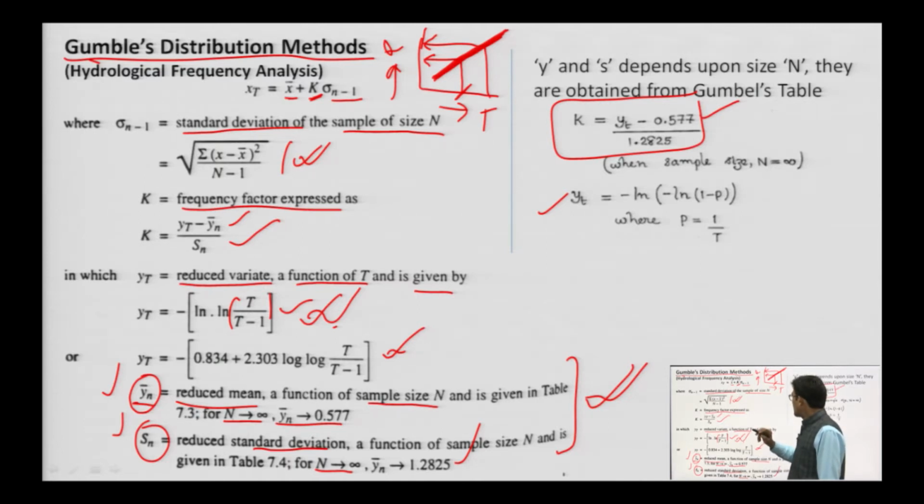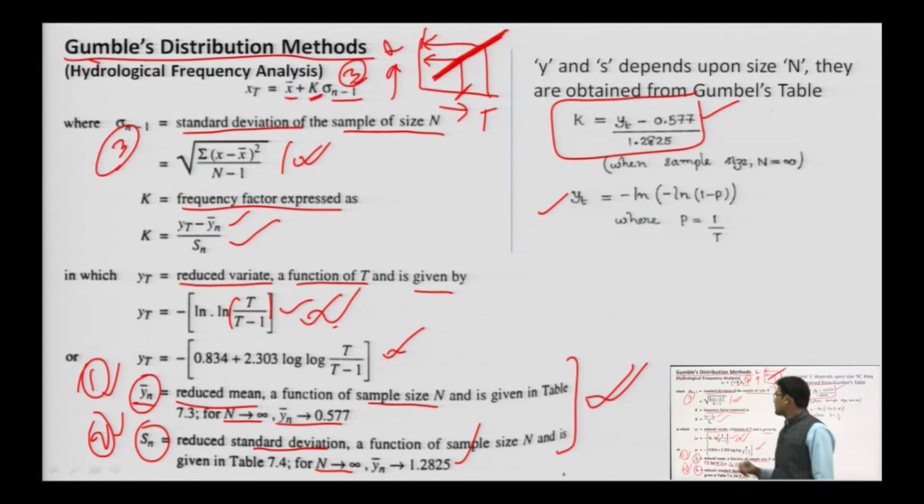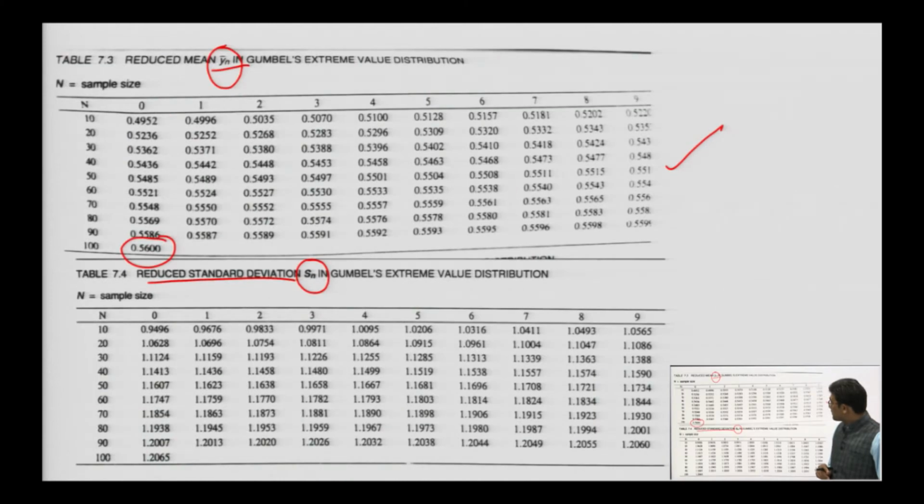The important thing is to have three data: first this one, second this one, and third sigma n minus 1. If we have these three data, then we can calculate. So, that is about Gumbel's distribution method, and the tables that I showed you.